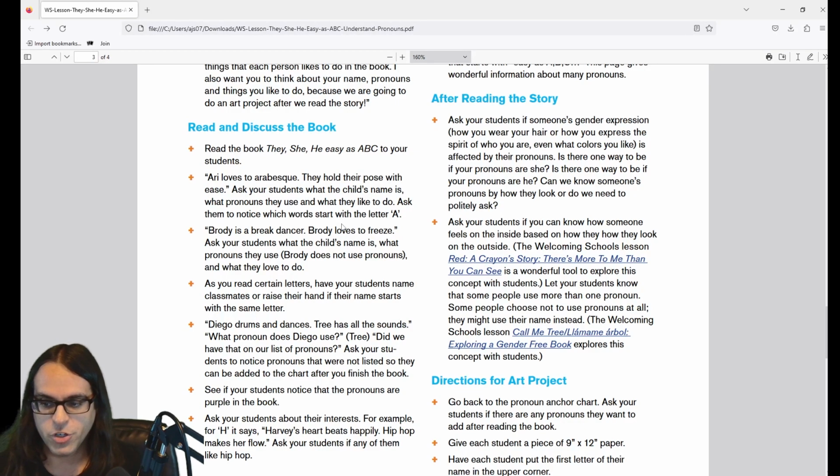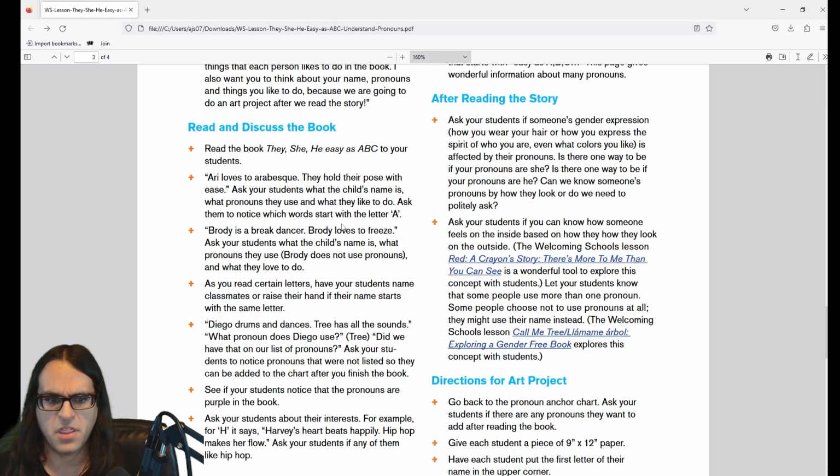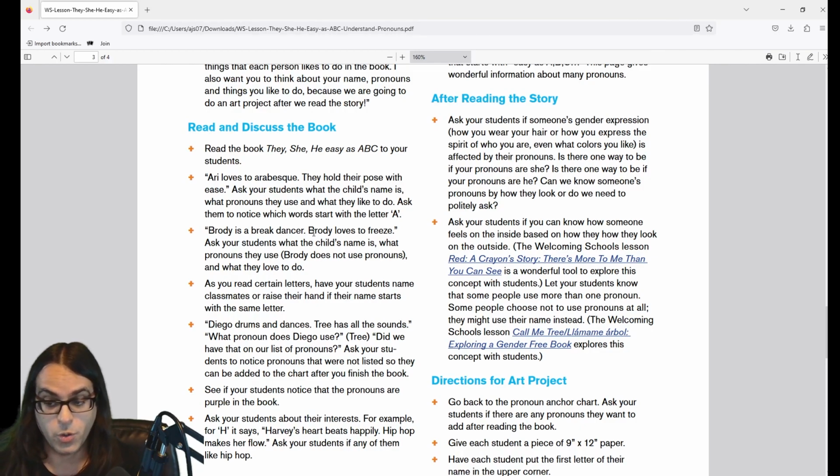So then after going through that, oh, okay, see, Ari, they hold their pose, they. Okay, so Ari is a they. Okay, that makes sense. And it's really interesting because you made sure that the kids included they/them as a pronoun. And so the first thing you introduce them to is a they/them. "B, Brody is a break dancer. Brody loves to freeze." Ask your students what the child's name is, what pronouns they use. Brody does not use pronouns. See? So the pronoun is just Brody.